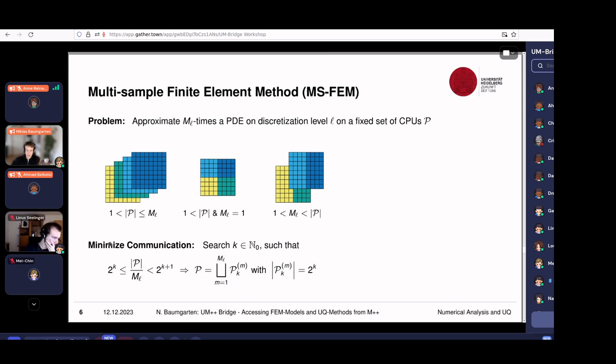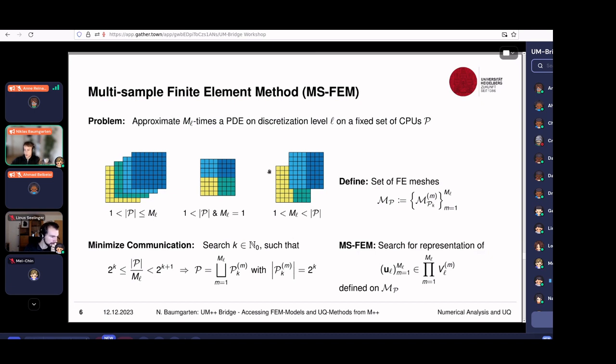So again, the idea is to minimize communication, and you basically have to find this natural number k here such that you satisfy this equation. And as soon as you have this k, you know how to distribute your processing units. And on top of this set of meshes, I then define a finite element space, and this finite element space is there to solve for multiple samples at once. That's why it's called multi-sample finite element method.